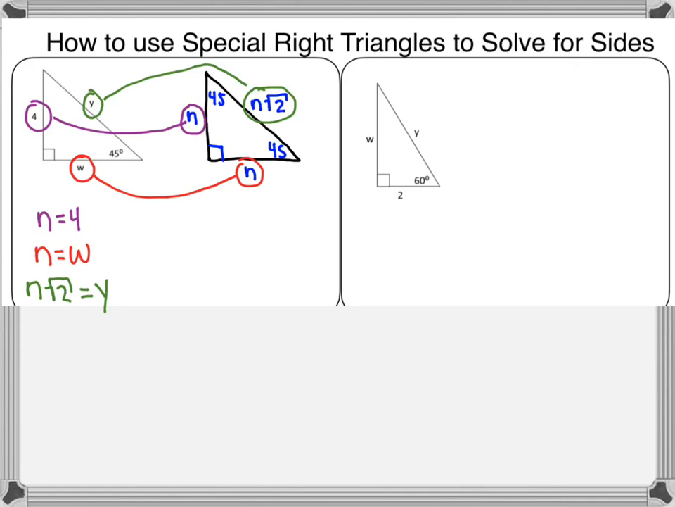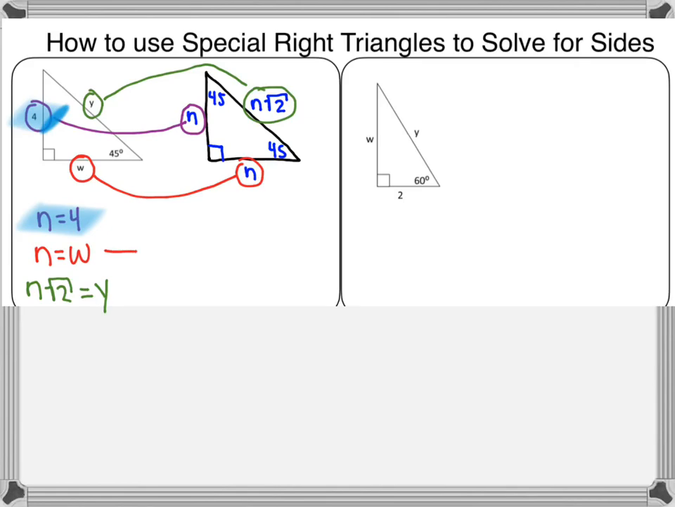Okay? So as soon as we get some information, we want to see what n is as a number. And in this case, we end up with n equals 4. That was already given to us, and that's what we're looking for. We're looking for something where we could solve for n as a number, and not have two variables like n equals w or n square root of 2 equals y. So since n equals 4, all the other n's are going to turn into 4s.